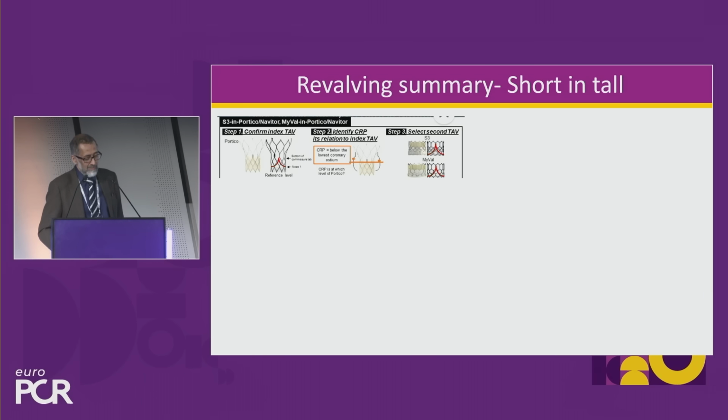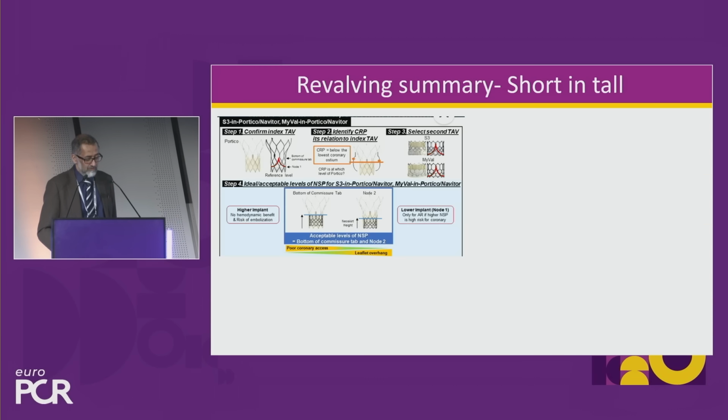So we confirm the index TAVI, it was a 25 Portico. We identify where the coronary risk plane is with the repeat CT scan. We select a short valve. And then we decide where we're going to implant.